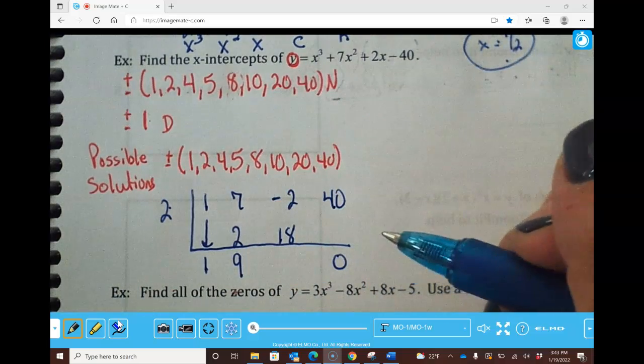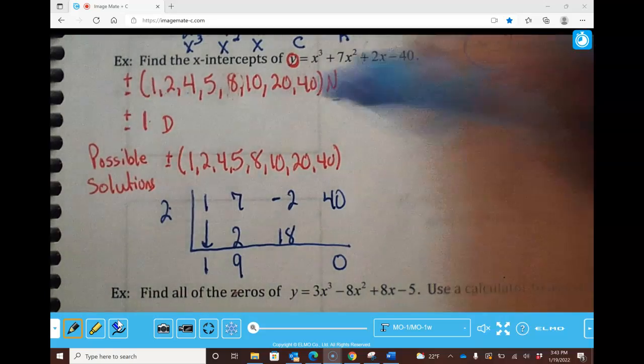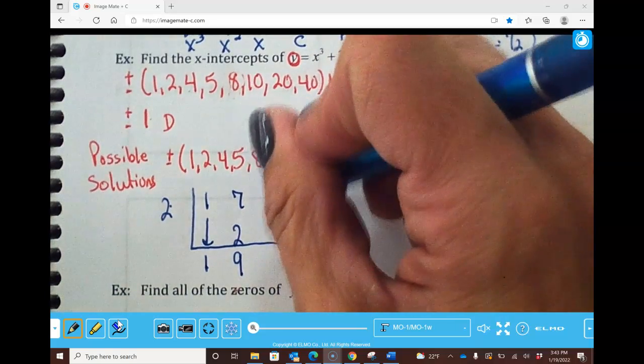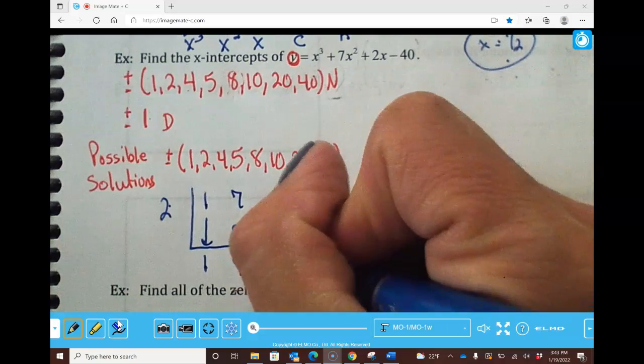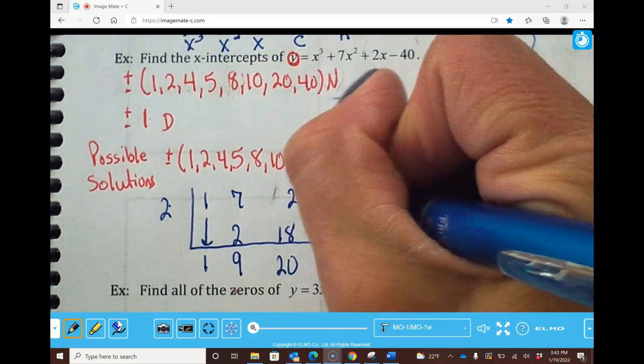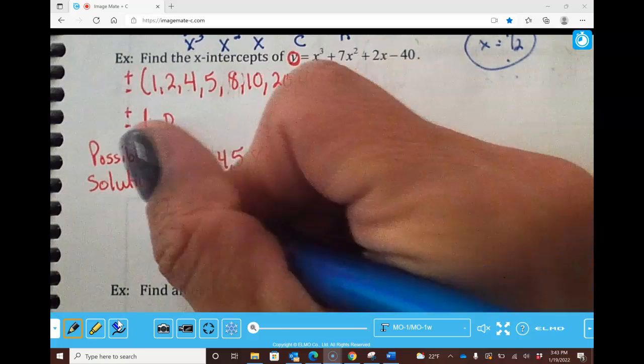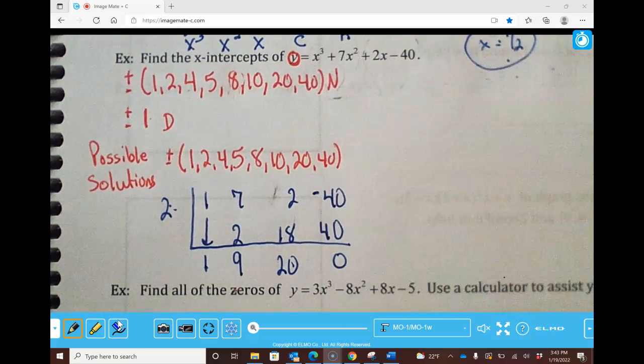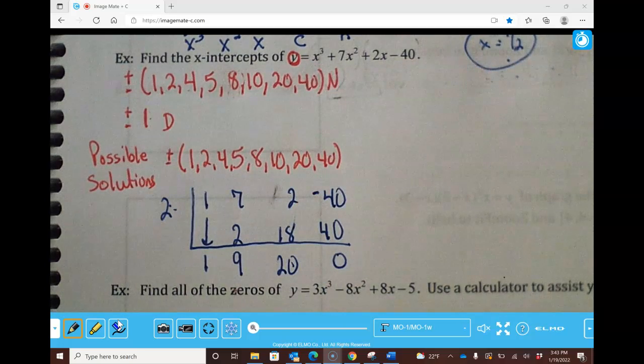Let's see, where am I messing up? Oh, it's not a -2. My apologies. It's a +2. That's going to be 20. It's a -40. And then 20 times 2 is 40. Add those up and I get 0. So it worked as it should.